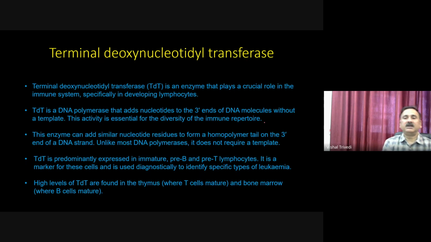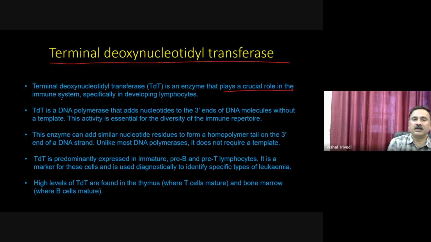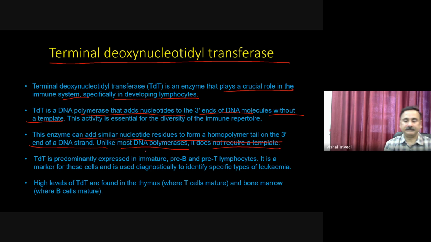Then we also have the terminal transferase. It is an enzyme which plays a crucial role in the immune system and so on. It's a DNA polymerase which adds nucleotides onto the 3' end of the DNA without a template. So this is a unique enzyme which has no template required, right? And because of this, the terminal transferase is used for preparing cloning reactions. The enzyme can add a similar nucleotide to form a homopolymer tail on the 3' end, right? So unlike most polymerases, it does not require the template.